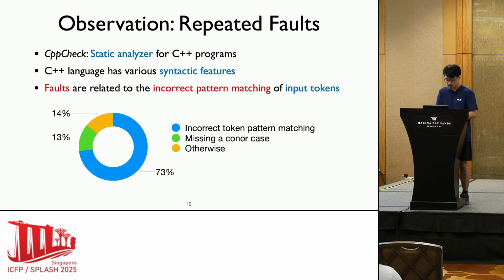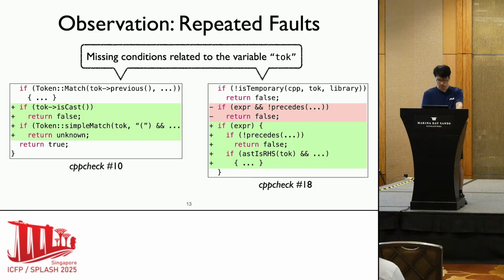Now let's move to another case. CPPcheck, a static analyzer for C++. As you know, C++ is a complex language with tons of syntactic features, so CPPcheck often struggles with pattern matching of tokens in C++ source code. As a result, most of its faults are caused by incorrect token pattern matching. So when we compare two versions of CPPcheck, we can see that the pattern matching statement for the variable name tok was incomplete.